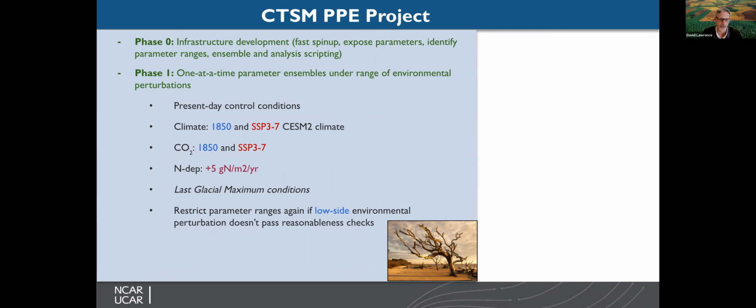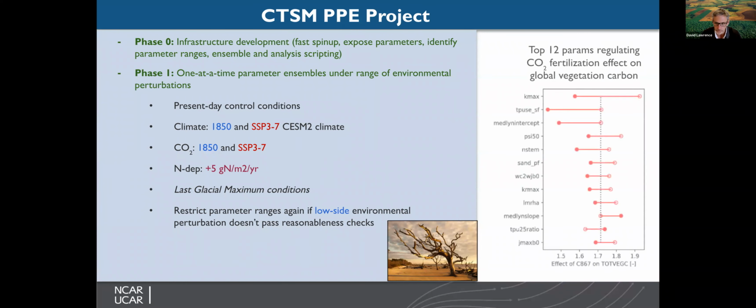And what we can do here then is restrict the parameter ranges. Again, if we know that the low side environmental perturbation, especially the low CO2 or the colder climate, doesn't pass a reasonableness check, so if you get a lot of plant death happening for a specific parameter value, we can adjust those. And we did that and found, for a handful of parameters, it actually helped us find a parameter value that would produce a world that wasn't all dead.